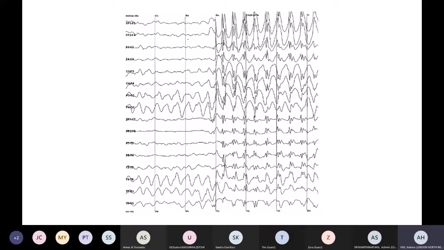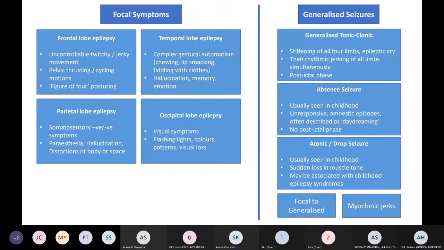We don't do it on everyone. The diagnosis of epilepsy is usually based on clinical judgment. And if someone is diagnosed with epilepsy, we may start them on anti-epileptic therapy. And again, this is my version of the International League Against Epilepsy's classification of epileptic disorders.